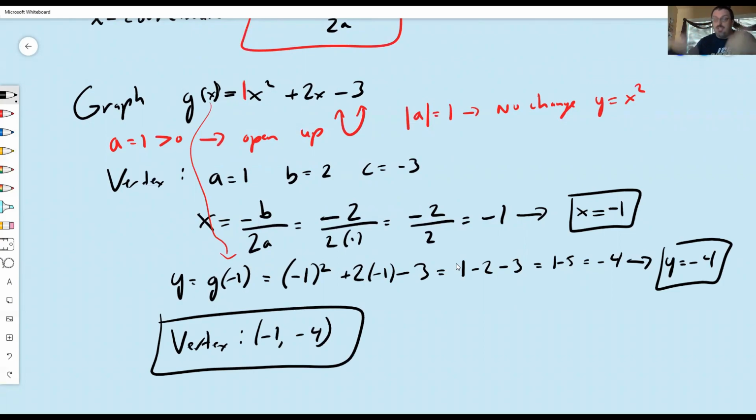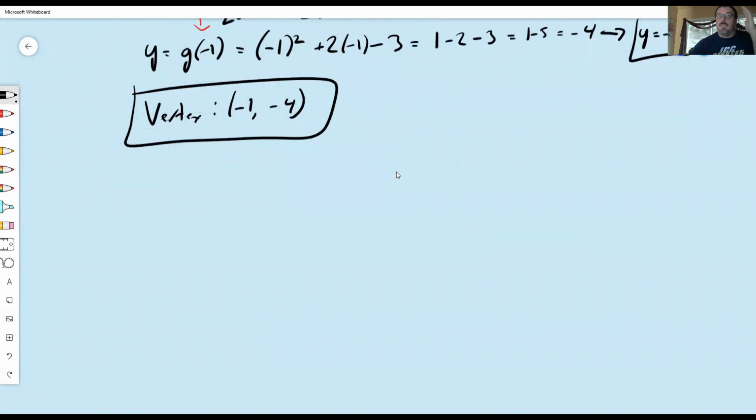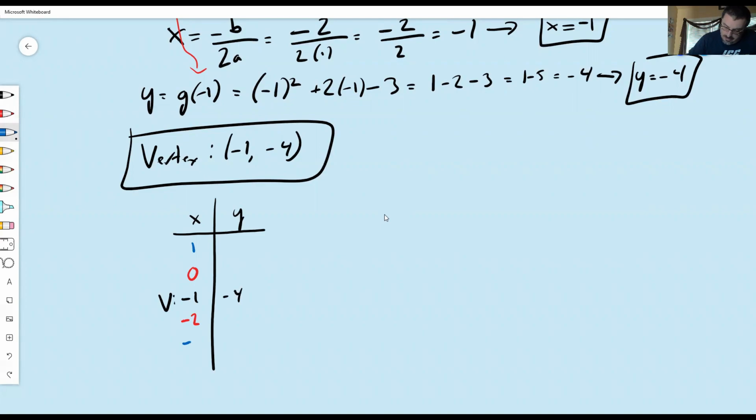And like before, once you have your vertex, you're going to make a table. Symmetry still applies. So let's make a table. And wait, I'll come back to that. We'll do domain and range in a second, because I forgot to do that last time. Here's our table. The vertex will always go in the center. And then to do symmetry, I want to move equal distances on either side of the vertex. So 0 and minus 2. 1 and minus 3. And those should all have the same y values.